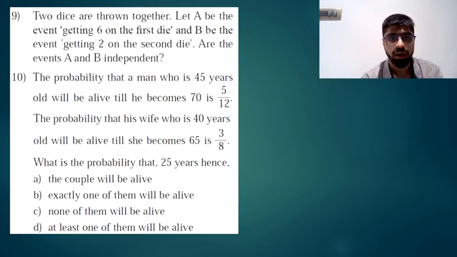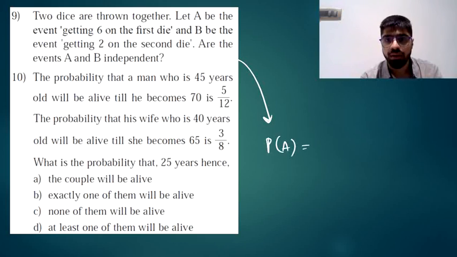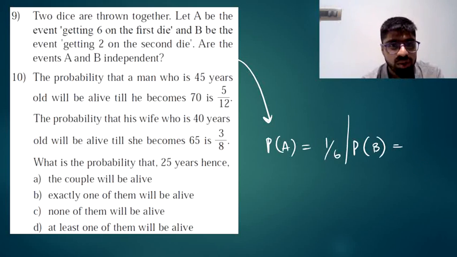Going ahead with the next one. Two dice are thrown together. Let A be the event of getting a 6 on the first die and B be the event of getting a 2 on the second die. Are A and B independent? So all you need to check is whether the independent event condition is getting satisfied or not. So the probability of A, the event of getting a 6 on the first die, will be 1 by 6. The probability of the event B, getting a 2 on the second die, is also 1 by 6.